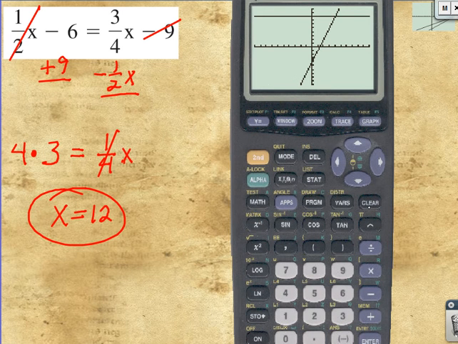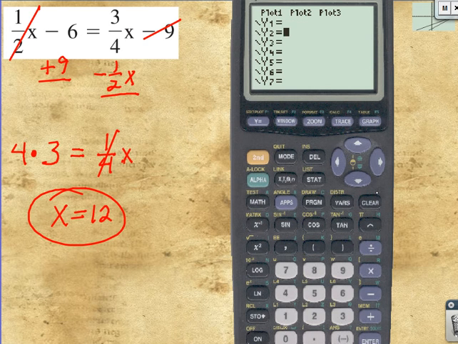Again, let's say you get on your ACT and you've got that problem. Just type both equations in. 1/2 x, and I would put it in parentheses just to be safe. 1/2 x minus 6. Enter. 3/4 x minus 9. And if you don't know to put the fraction bar, it's divided by. 3/4 x minus 9. Graph.